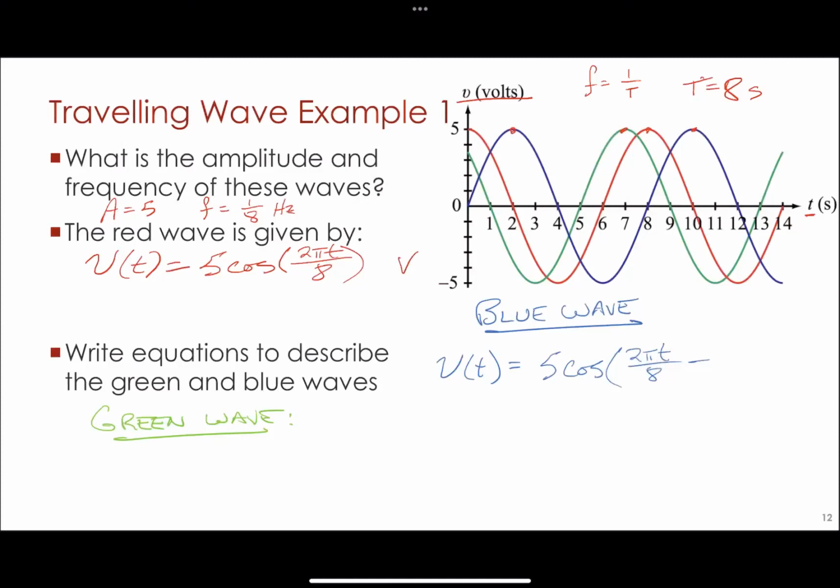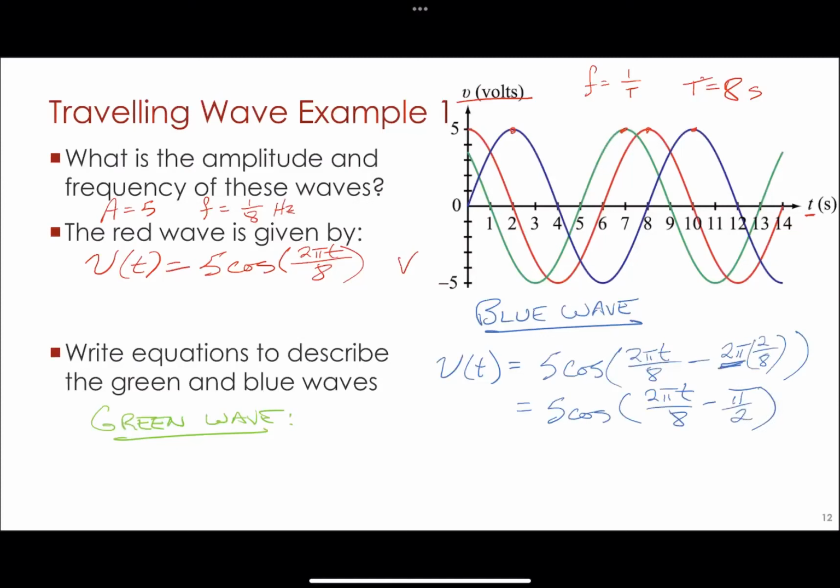Right. So, well, let's see before I say you're right here. So what would we have? We would have 2 pi. And how much? Because that's the full amount, right? And then we're shifted 2 over 8. Okay. So we have 5 cos 2 pi t over 8 minus 2 times 2 is 4. 4 divided by 8, that's 1/2. We have pi over 2.